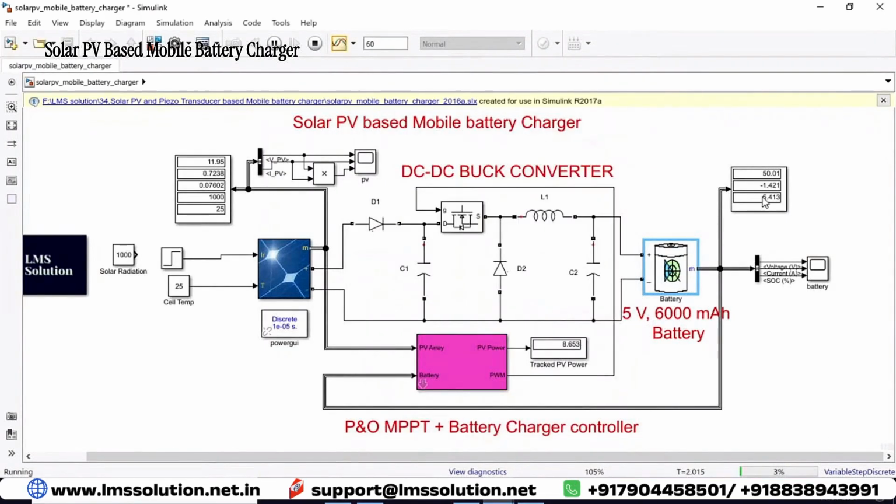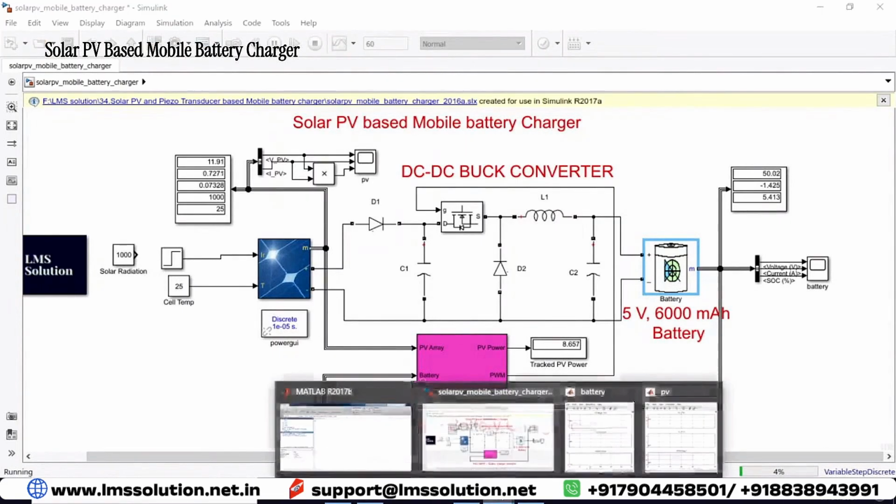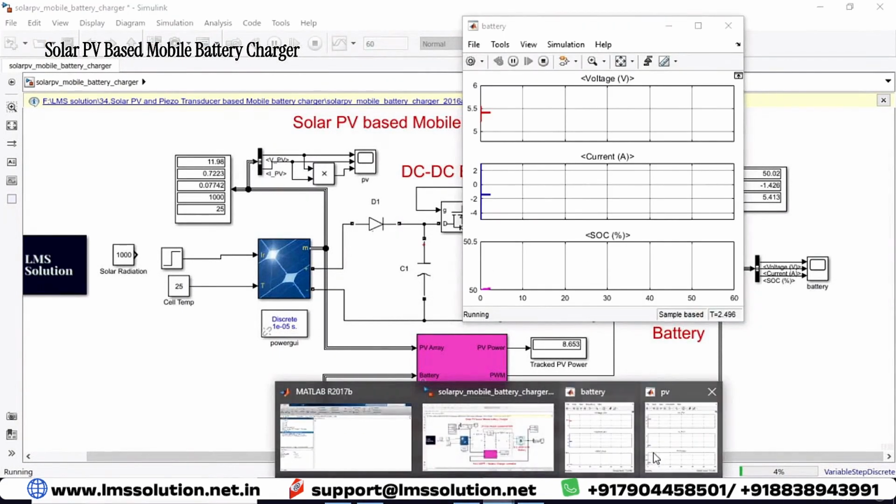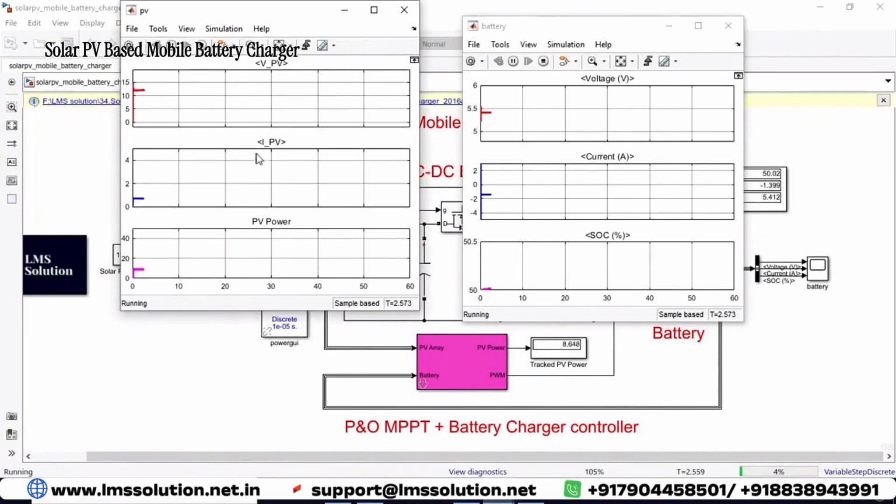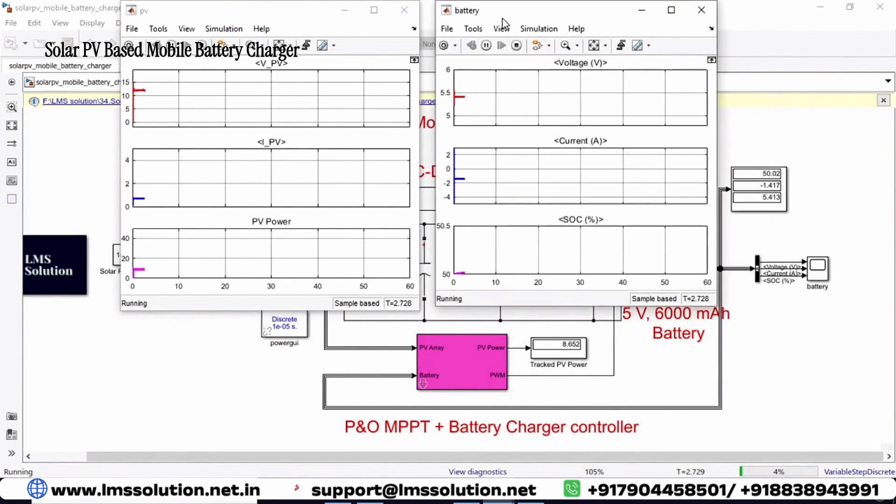Now you can see that the charging current is around minus 1.4. The current direction is in this direction, which is why the battery current is minus. If it is minus, the battery is in charging condition. Also you can see the variation of the PV voltage, PV current, and PV power. This is battery voltage, battery current, charging current, and the state of charge.